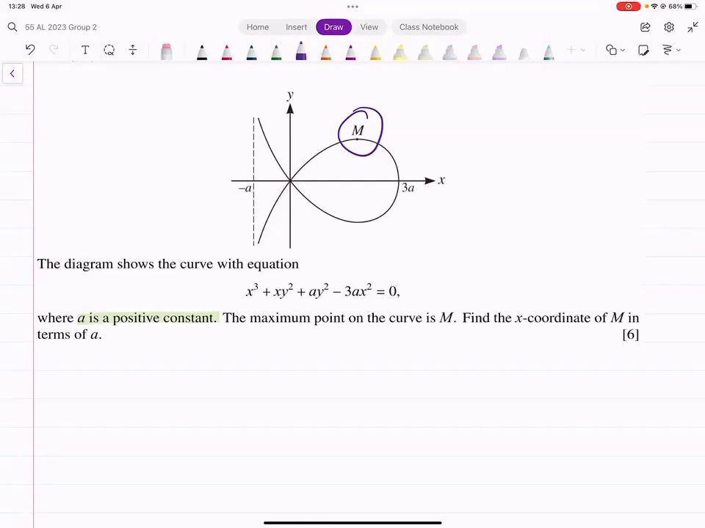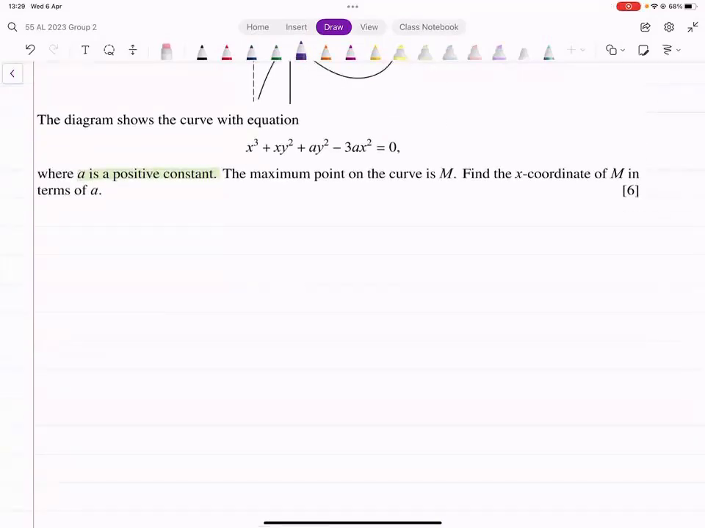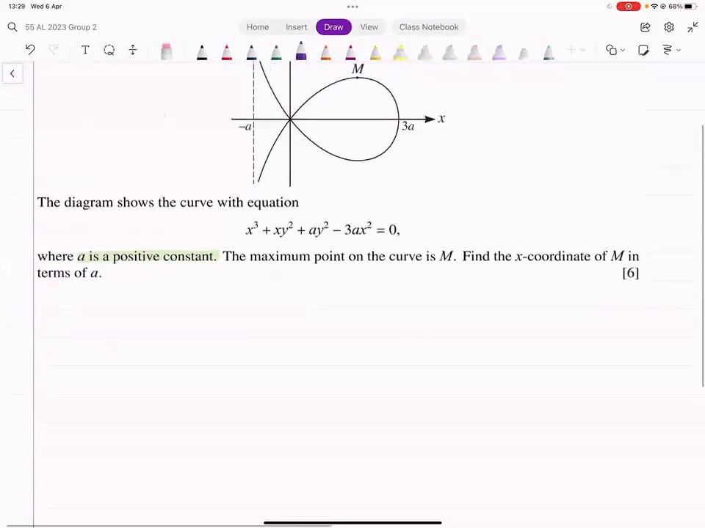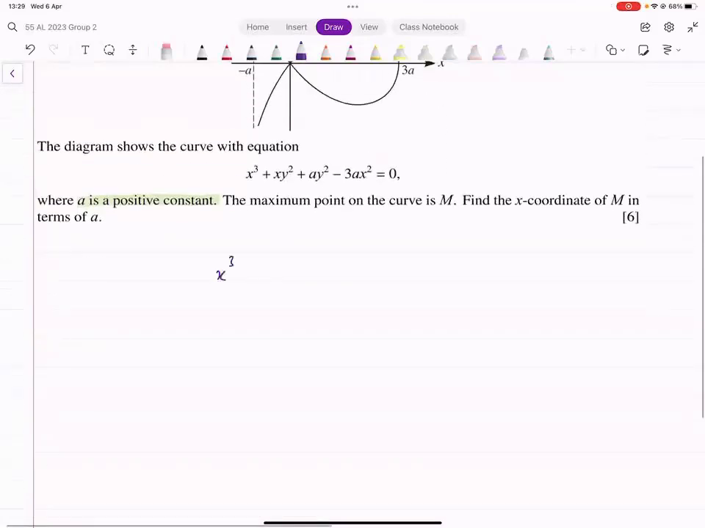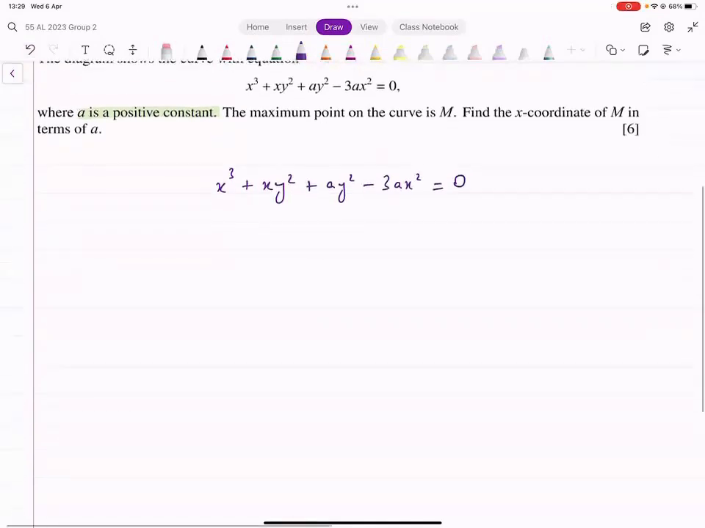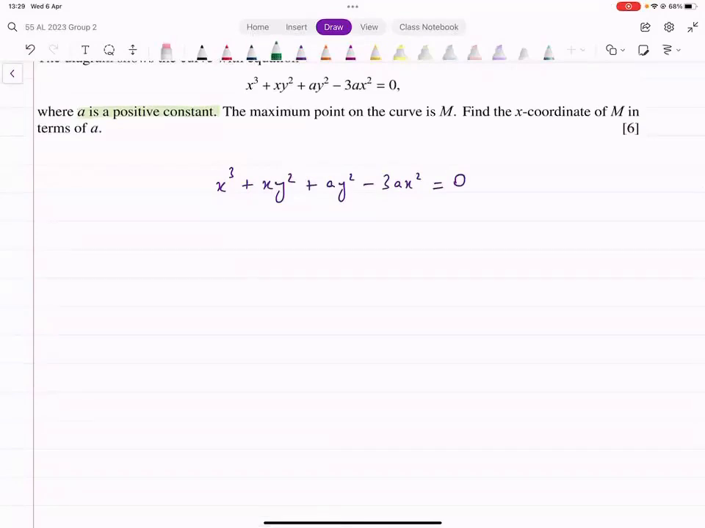Maximum point find karna. How do you find maximum point of a curve? You find the derivative. We put that equal to 0, right? Now, how do you find the derivative in this curve? Y subject नहीं है, तो क्या करेंगे? Implicit differentiation use करेंगे. We have x cube plus xy square plus ay square minus 3ax square equals 0. That's the equation. We want to differentiate this. पूरी equation को differentiate कर दें with respect to x.